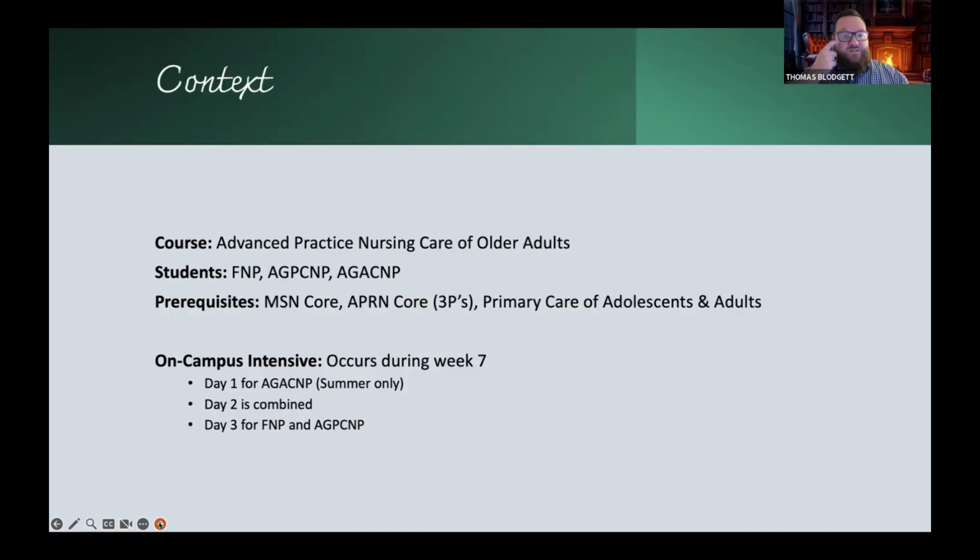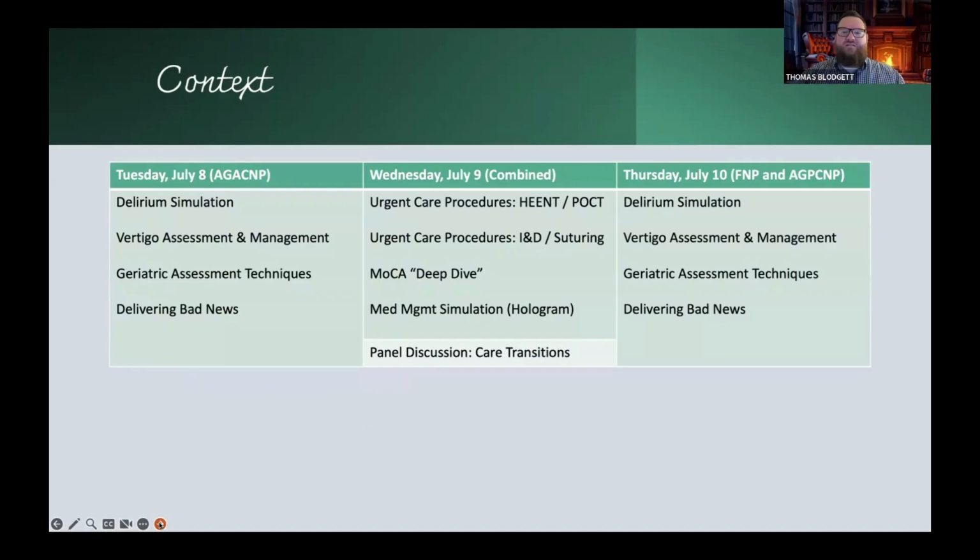So the OCI for this course is a 3-day experience. There is 1 day set aside just for the adult gero acute care folks. There is a second day where they are combined with all the primary care folks, and we do a lot of activities together. And then there's the third day, which is just for the FNP and adult gero primary students. This is the general layout of the activities we do for the course while they're on campus. The Tuesday and Thursdays are the day 1 and 3, and they do a lot of the same things. The only real difference, the primary difference, is in the simulation. And we'll get to some of those differences in a minute.